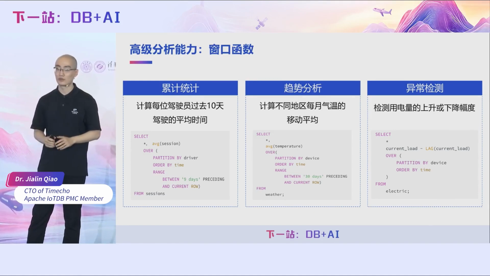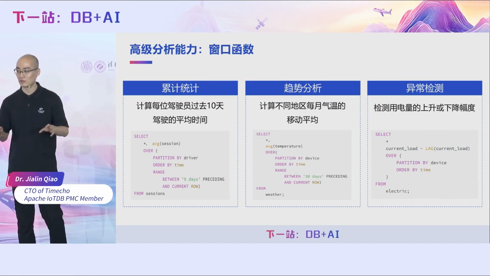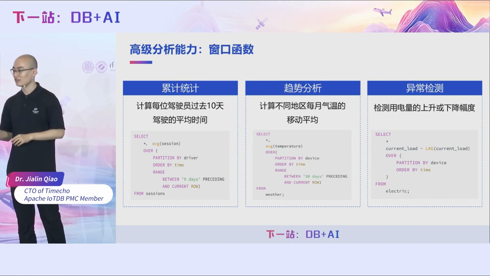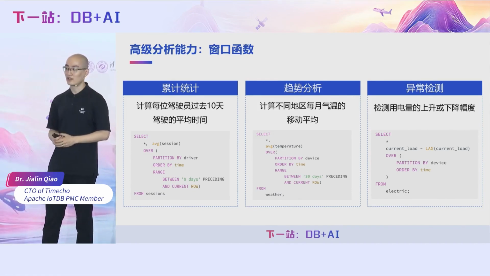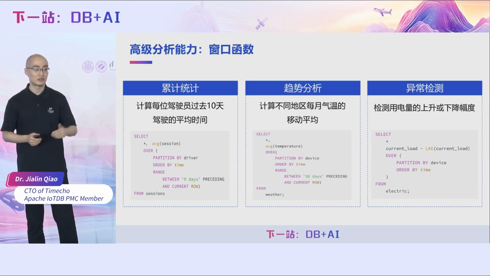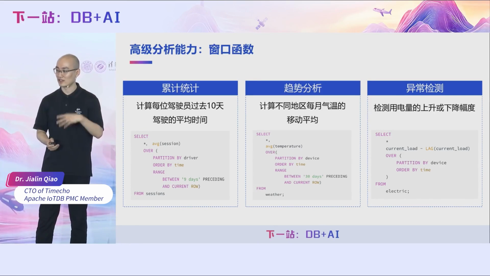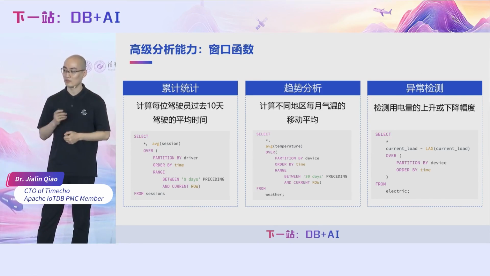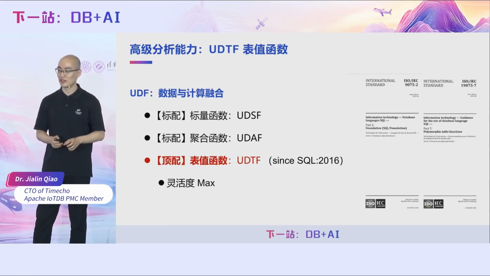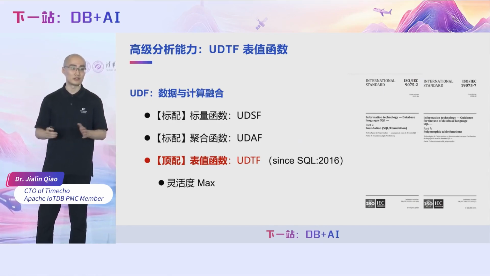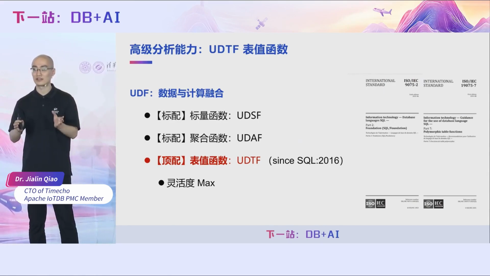So here, we've also provided the powerful capability of standard SQL window functions, which can perform things like cumulative statistics, detailed trend analysis, and anomaly detection, such as carefully examining the slope and so on. The second extension for data analysis in IoTDB, and the third part, is UDF, user-defined functions. It allows you to put business-specific data operations directly into the database, integrating data and computation.